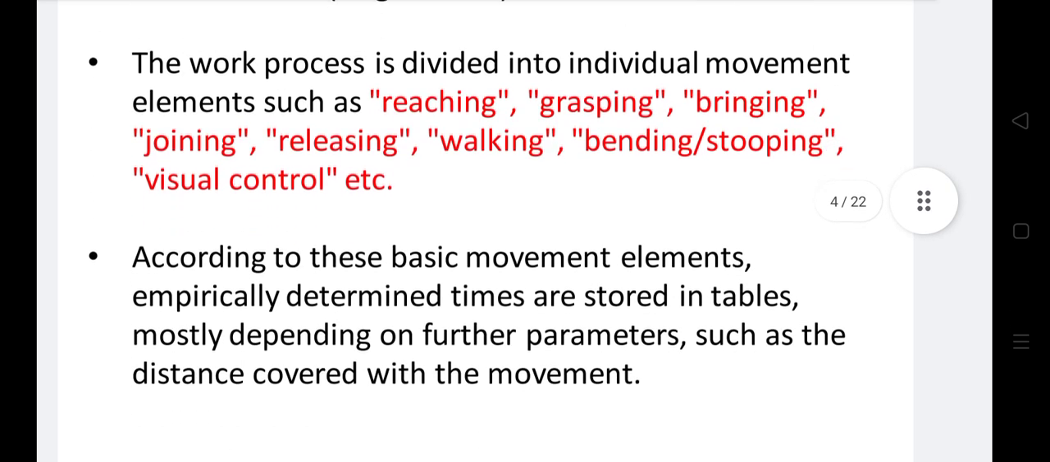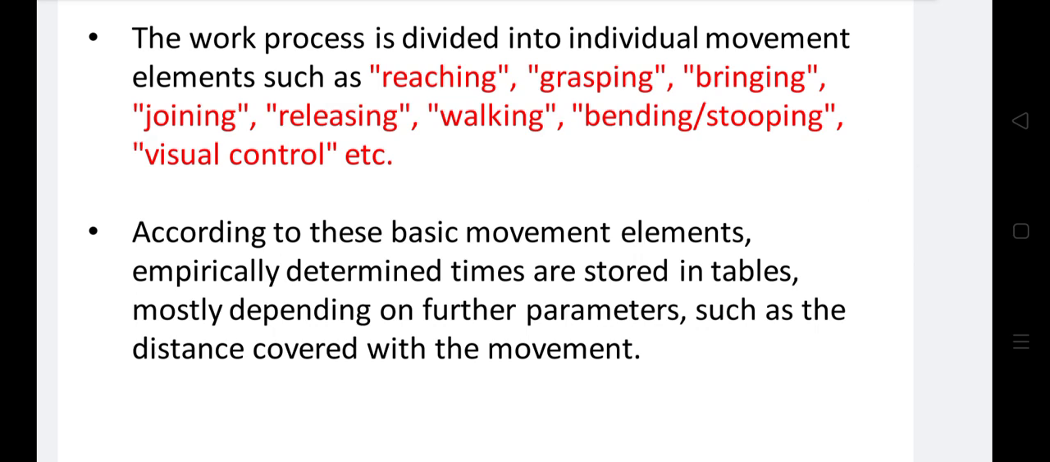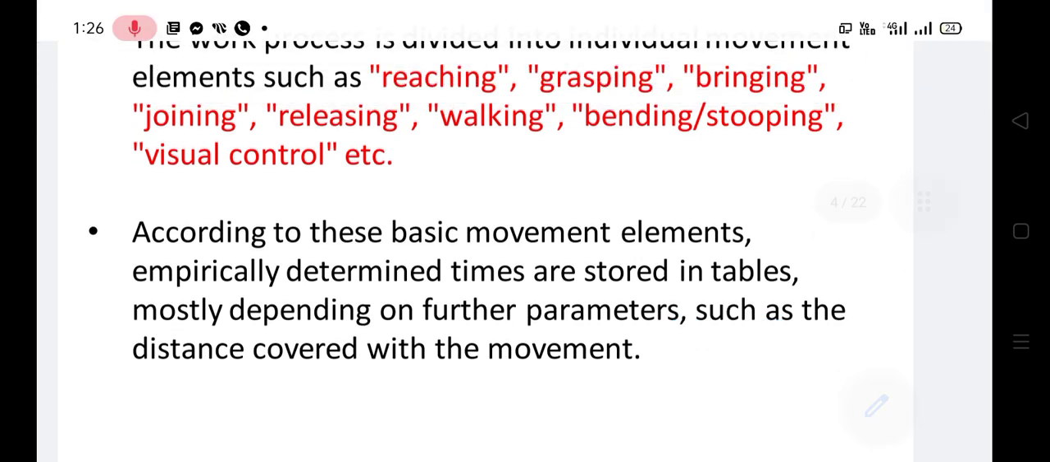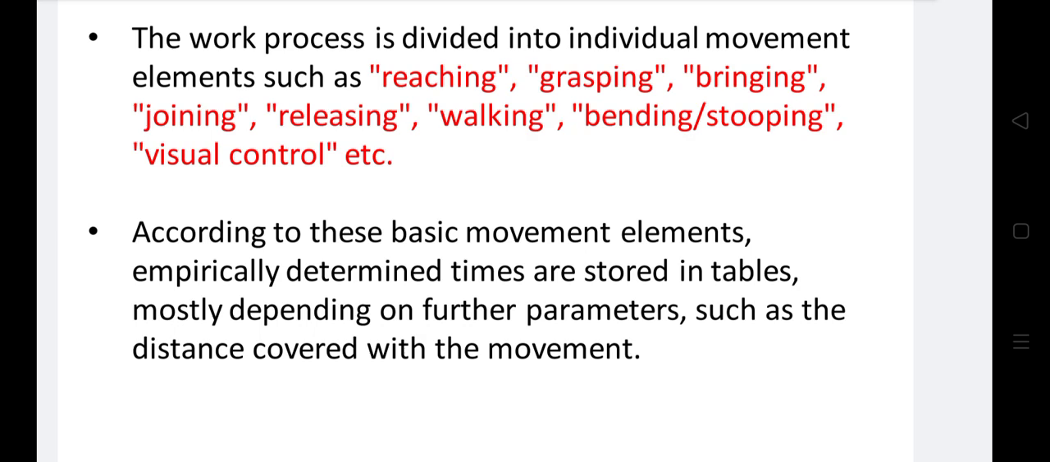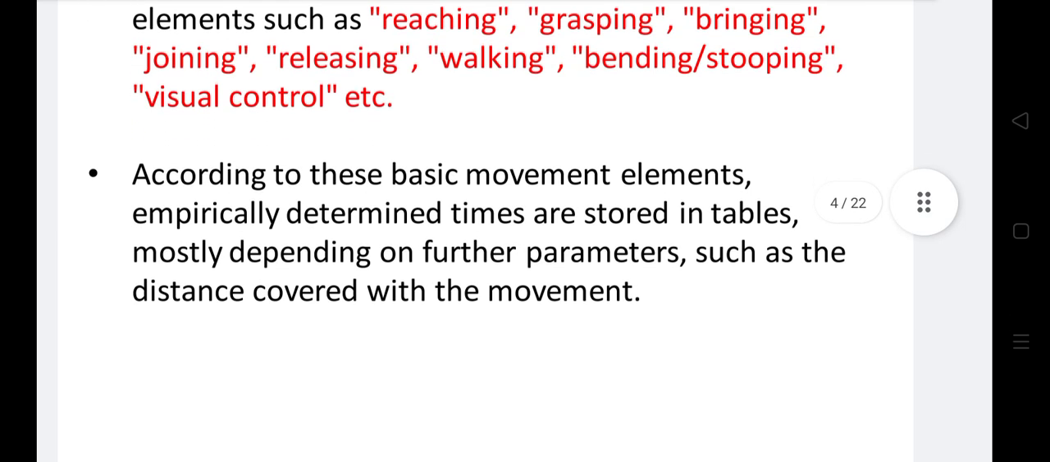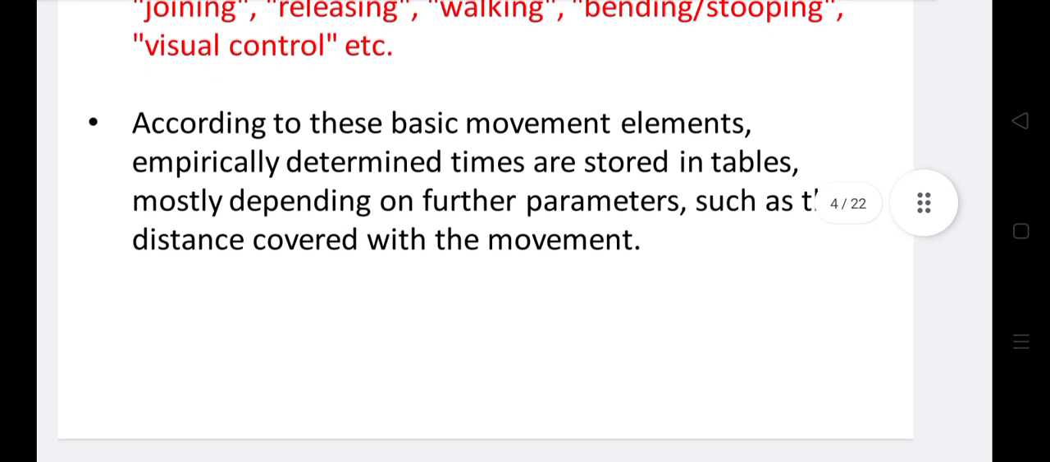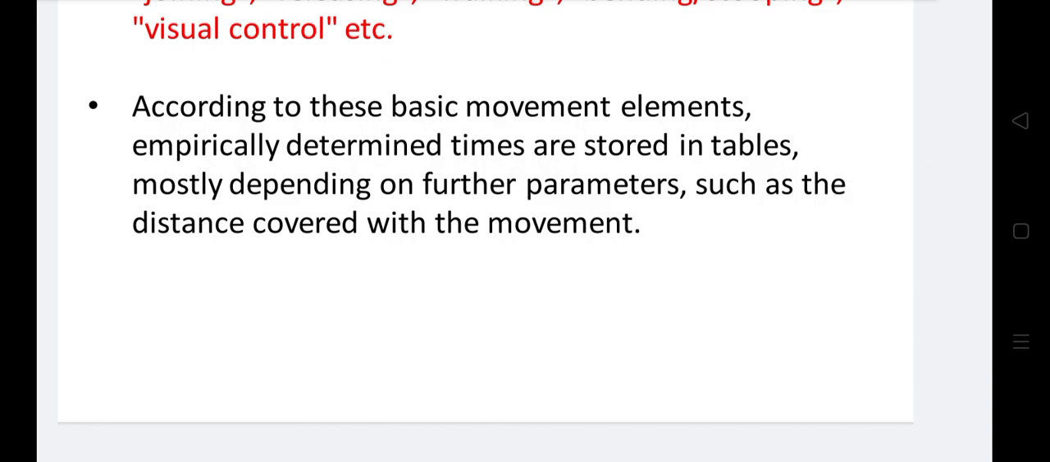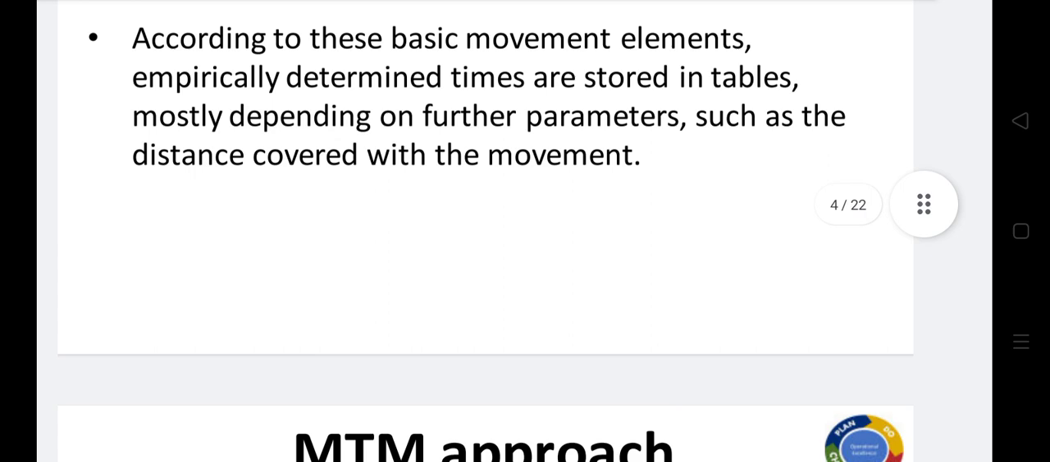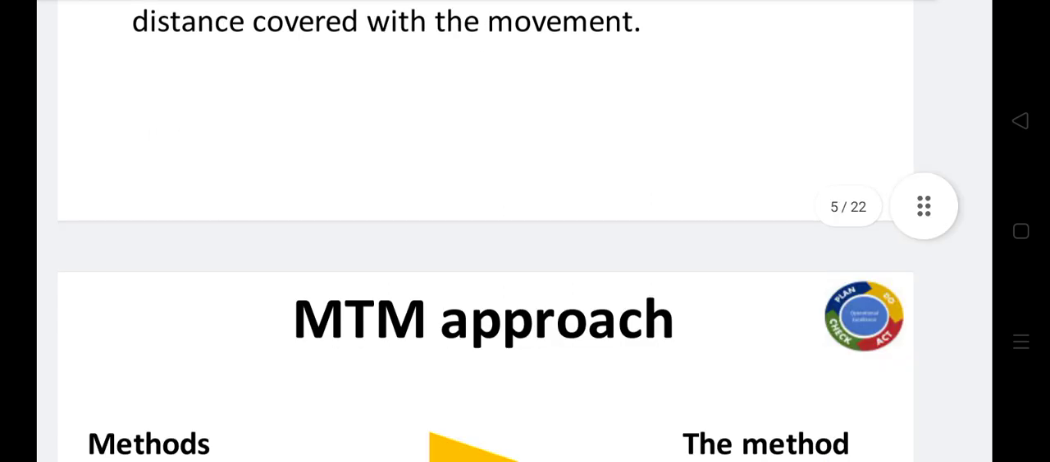Target times. The work process is divided into individual movement elements such as reaching, grasping, bringing, and joining, releasing, walking, bending, stooping, visual control, etc. According to these basic movement elements, empirically determined times are stored in tables, mostly depending on influencing parameters such as the distance covered in the movement.